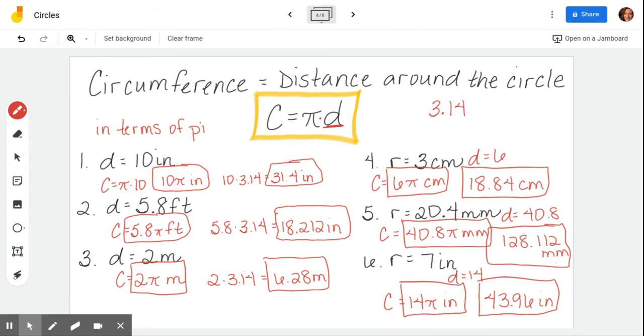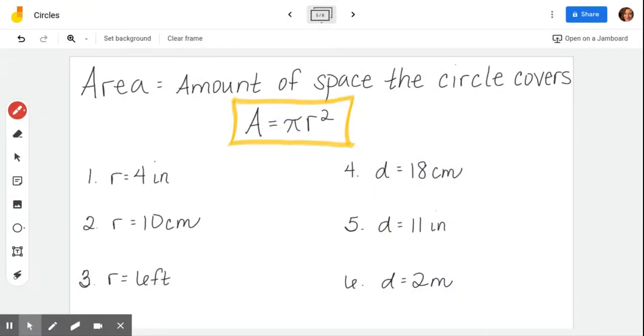Area is not difficult either, but it's really important that you remember r squared does not mean r times 2. R squared means r times itself, r times r. So where circumference was the distance around a circle, area is the amount of space that it takes up. It's how much it would take to completely cover that circle. Think of it like covering one of the sides of your box with wrapping paper. So my formula, A equals pi r squared.